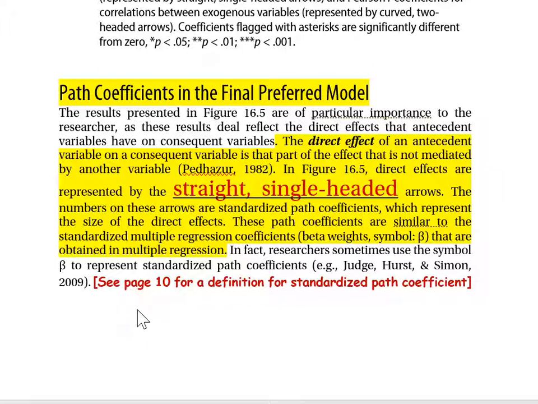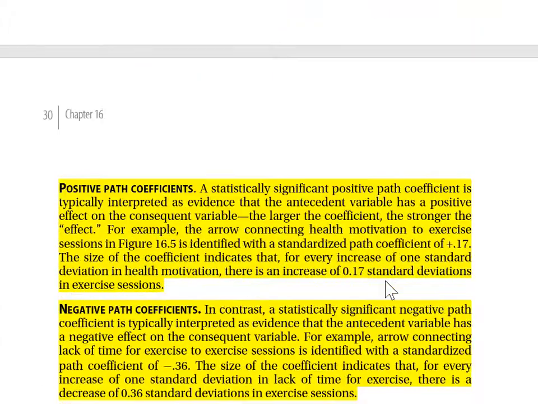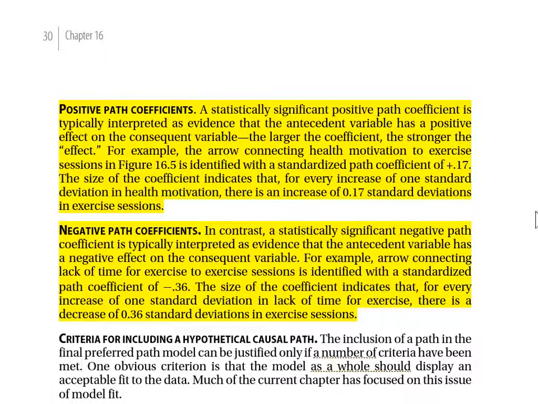It says, see page 10 for a definition of standardized path coefficient. I went over that definition earlier in this chapter. If you want to flip back to page 10, you can look at my definition for a standardized path coefficient. Continuing on page 30, positive path coefficients. A statistically significant positive path coefficient is typically interpreted as evidence that the antecedent variable has a positive effect on the consequent variable. The larger the coefficient, the stronger the effect.